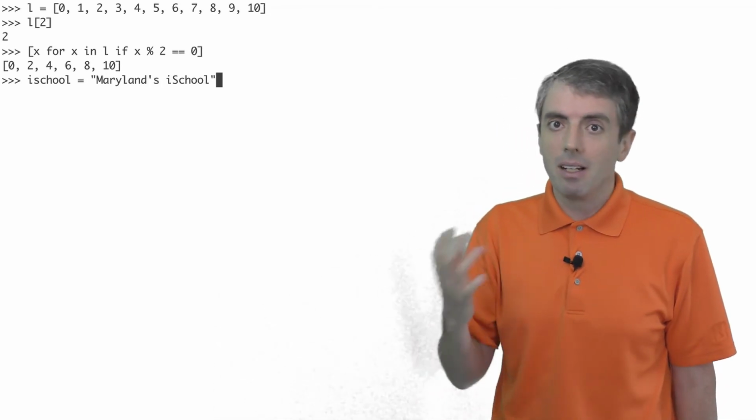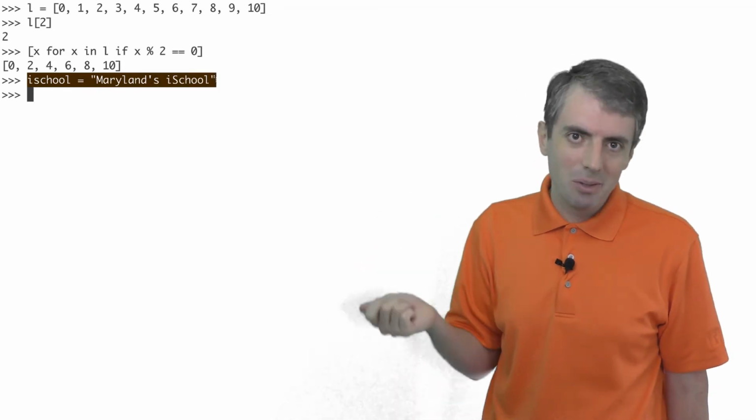Strings are quite similar to lists, another data type. Unlike lists, which are sequences of anything, strings are sequences of characters. A string can be set off by either single or double quotes. There are a couple of other ways too, but this is a good place to start. So let's make a string variable. You create new variables using the equal sign, as we learned before. This says that there's a new variable that is equal to Maryland's iSchool.